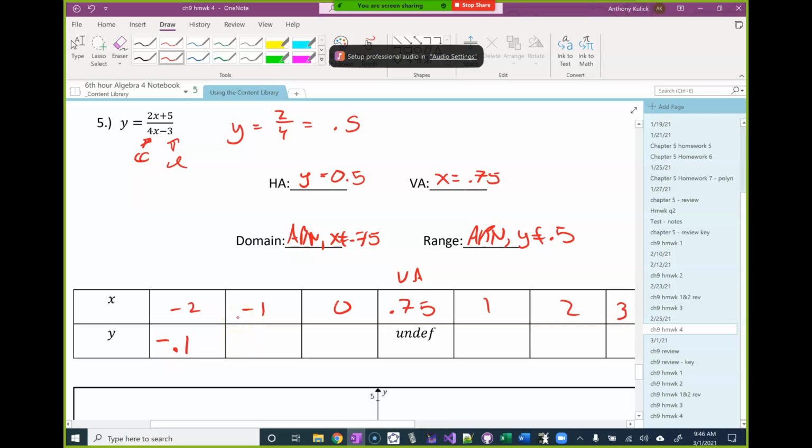If I plug 1 in, I get 7 over 1. 2, I get 9 over 5, so that's 1.8. And if I plug 3 in, I get 11 over 9, which is like 1.2 repeating.